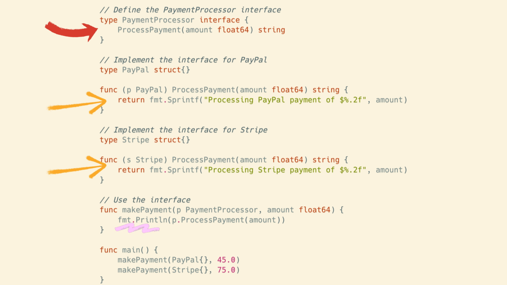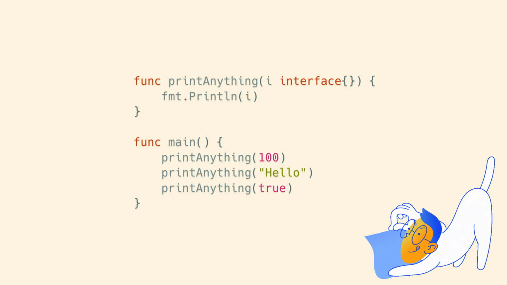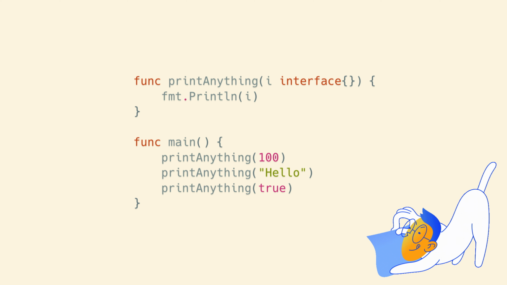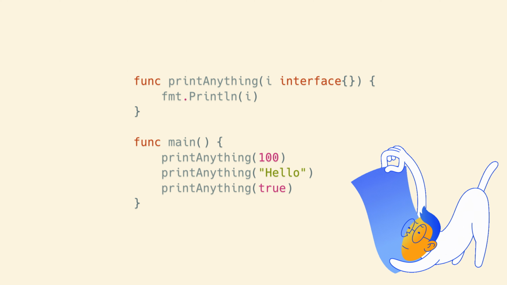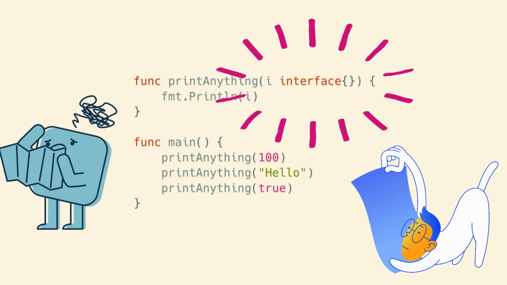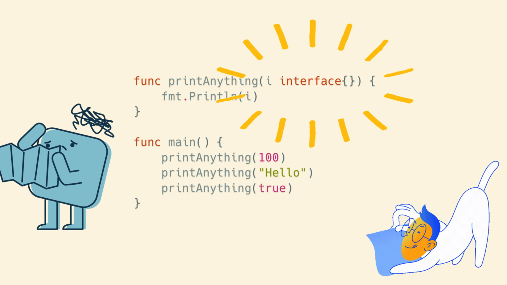Go also has something called the empty interface, written as interface empty curly braces. The empty interface can represent any type, because every type implements the empty interface by default. This is useful when you need to handle unknown types, but it comes with trade-offs like losing type safety. Here's a quick example. The printAnything function accepts a parameter of type interface, meaning it can take any type of input, integers, strings, booleans, and more. This is handy when you need to work with unknown types but should be used with caution, as it removes type safety.